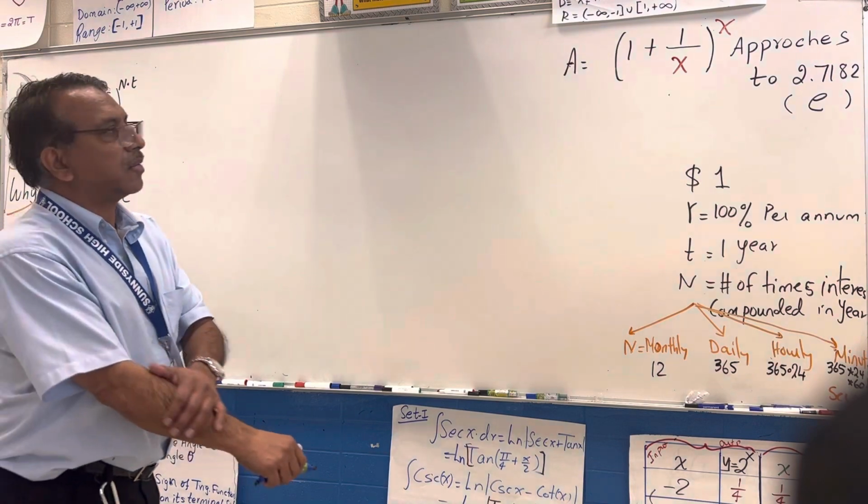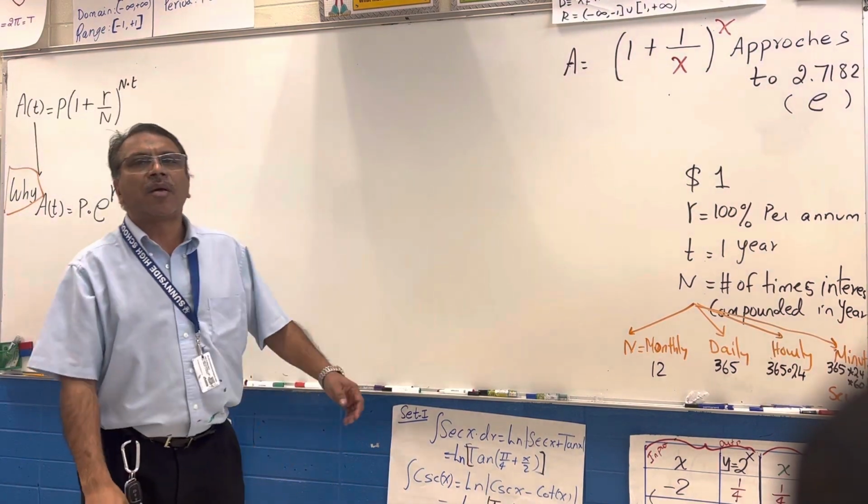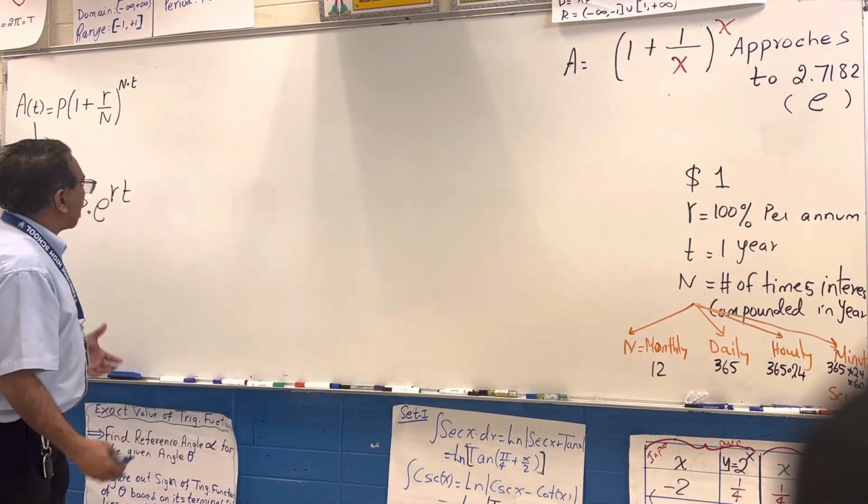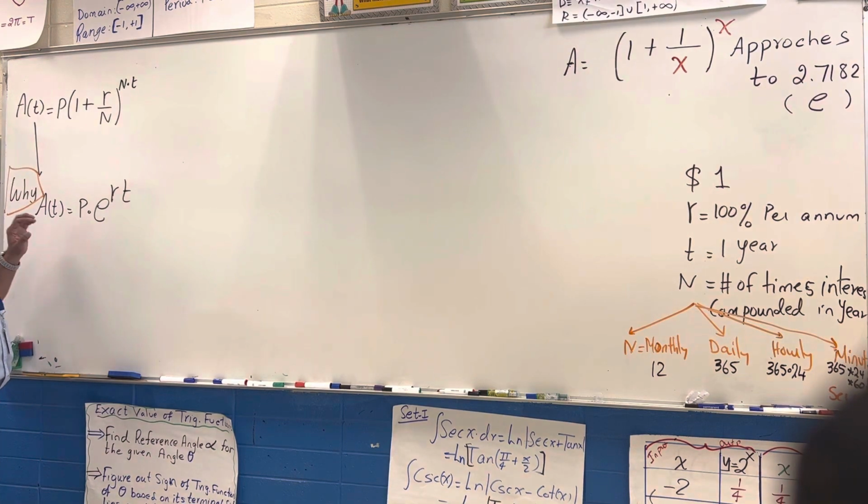Hi everyone. Today I wanted to make a video on why, how, where did this exponential function come from? A equals P times e raised to rt. So before we even get to the proof of this, I want to have a look at the formula for how much money grows to after t years.